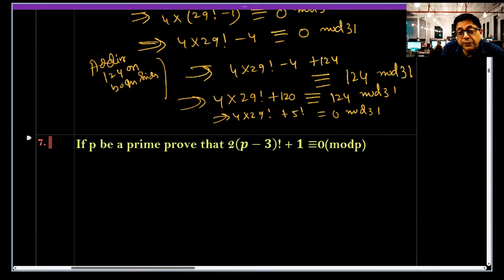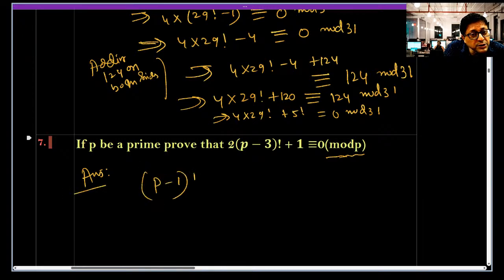Again, here when you are going to use Wilson's theorem, you see this part. This part has no direct link with p minus 3 factorial or 2 multiplied by it. So what you will do here, you will write p minus 1 factorial congruent with minus 1 mod p. Okay?